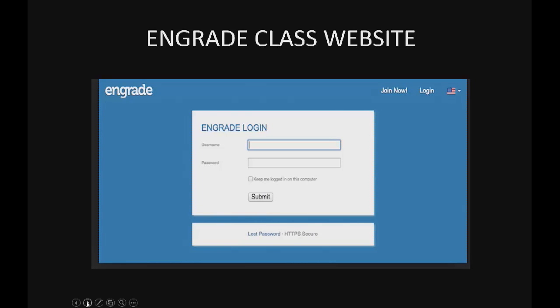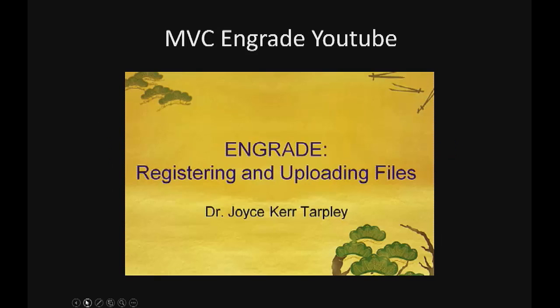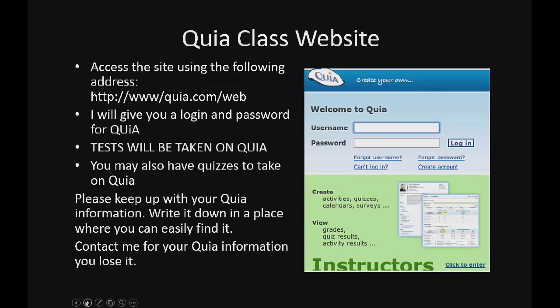ENGRADE is the grade book that I use for your course. ENGRADE is where you will go to see your grades and check your progress in the course. You will receive today an ENGRADE registration form. Go to the link posted here or go to Ecampus to see the 5-minute YouTube with directions to register. I will check to see if you have registered prior to the next class. This is the opening page of the YouTube PowerPoint for ENGRADE registration. Quia is a website where you will take quizzes and tests and occasionally surveys. You will receive a login and password in a few weeks.